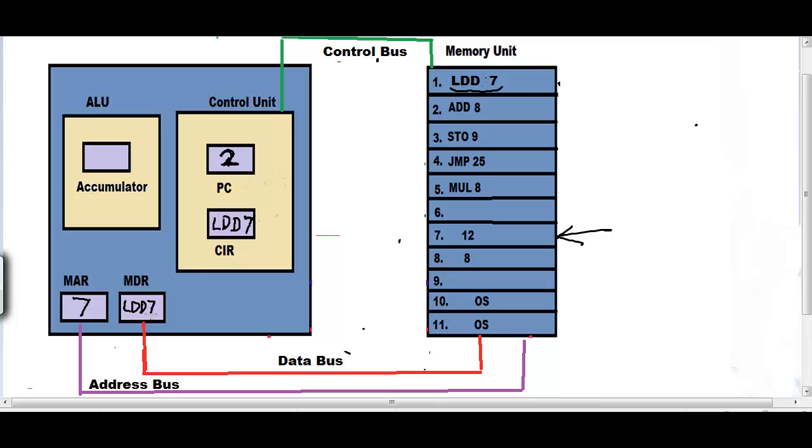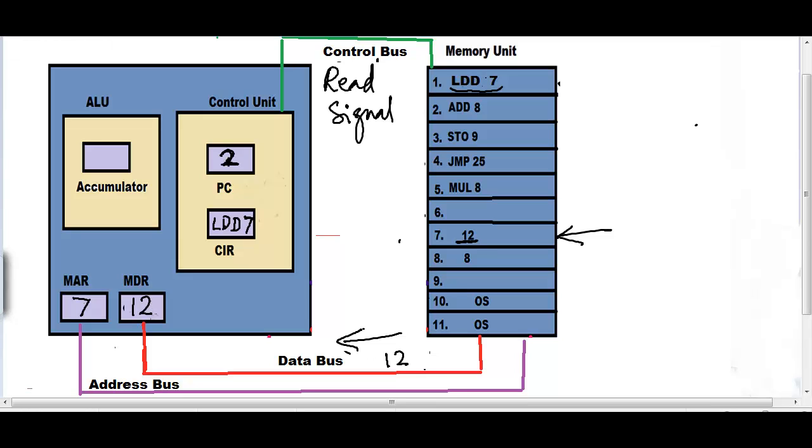Now the control unit sends a read signal on the control bus to the memory unit, which basically means read this value from location number 7. This value is read and copied onto the data bus. So the data bus is now carrying this value 12. It is going to be taken to the MDR, so the MDR is overwritten with this value 12.